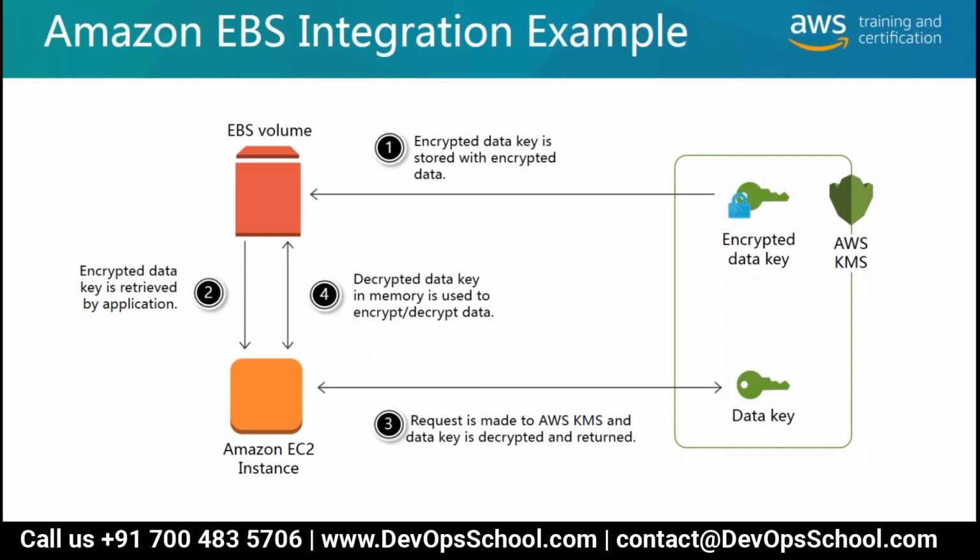So these are the steps. EBS will obtain an encrypted key through KMS. It will store the key with the volume metadata. The encrypted data key is retrieved from storage by the host. A call is made to AWS KMS over SSL to decrypt the encrypted data key. Then KMS handles the internal request based on the security algorithm you have selected. It will decrypt that and return the key back.